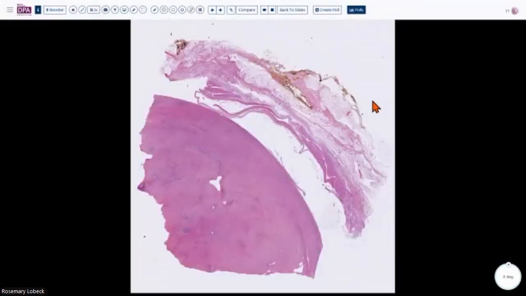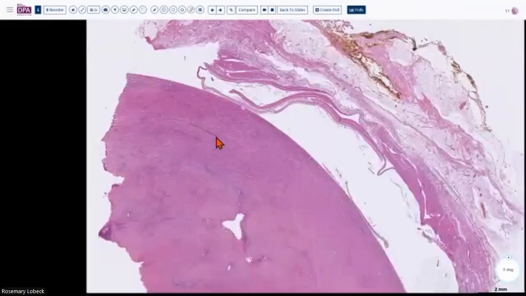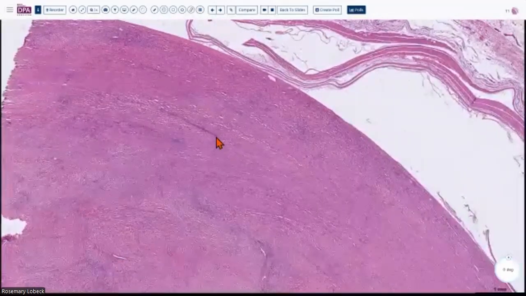So the other sort of morphological variation with a slight genomic change is this lesion called sclerosing epithelioid fibrosarcoma, right?